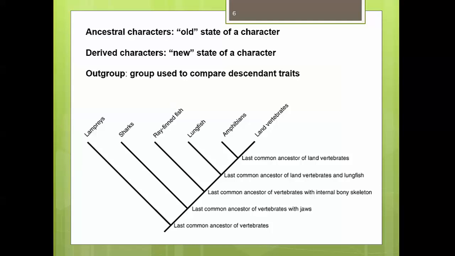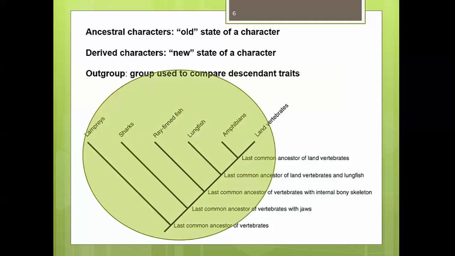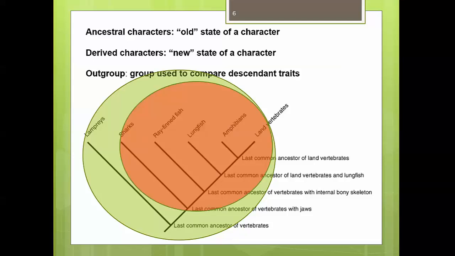And so in this example, we have several clades. For example, everyone on the cladogram we can call a vertebrate. And then within those vertebrates, we have another clade, which includes the last common ancestor of vertebrates that had jaws and all of its descendants.